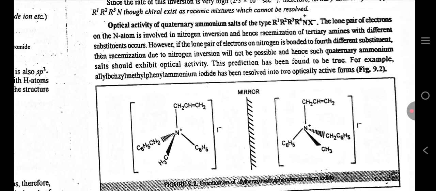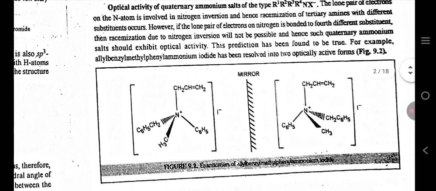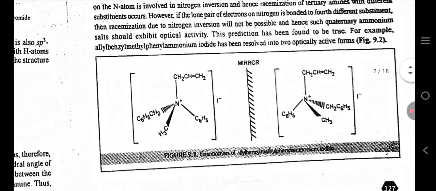Optical activity of quaternary ammonium salts of the types R1, R2, R3, R4 N+ X-. The lone pair of electrons on the N atom is involved in nitrogen inversion and hence racemization of tertiary amines with different substituents occurs. However, if the lone pair of electrons on nitrogen is bonded to four different substituents, then racemization due to nitrogen inversion will not be possible and hence such quaternary ammonium salt should exhibit optical activity. This prediction has been found to be true.